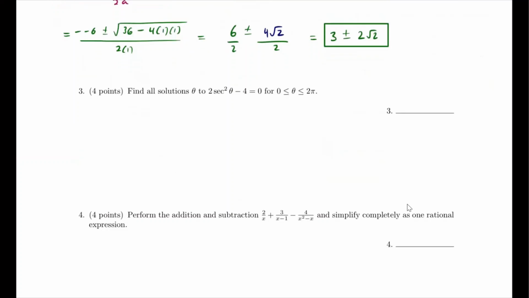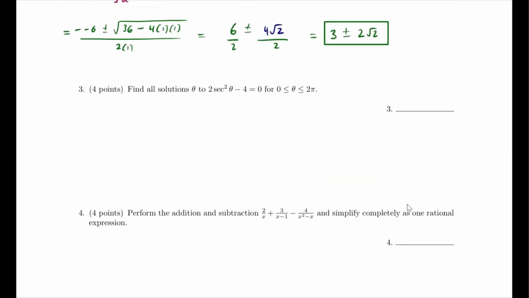For number 3, we want to find all solutions to this equation within this interval, 0 to 2 pi.